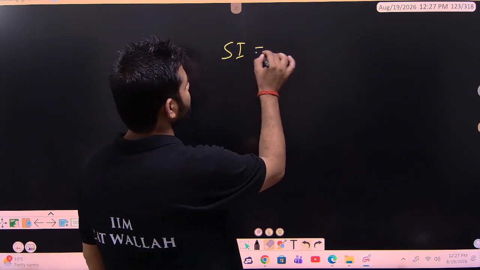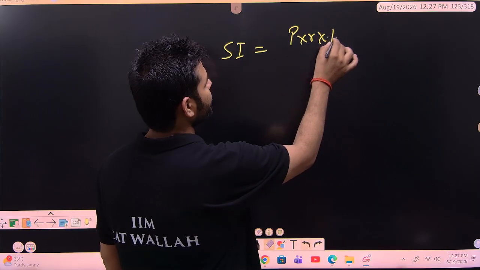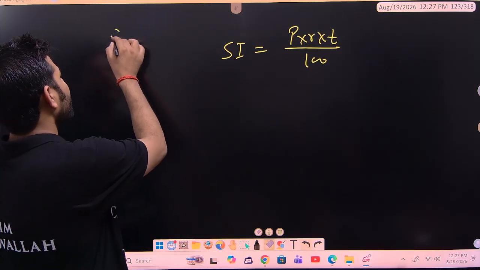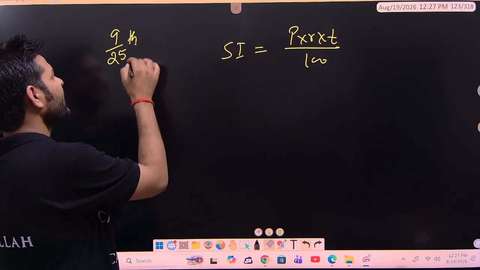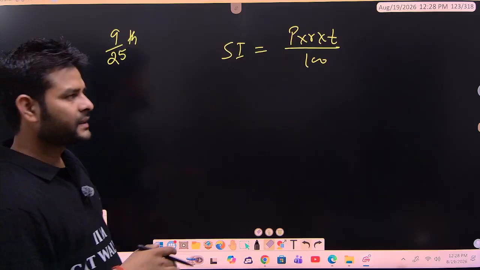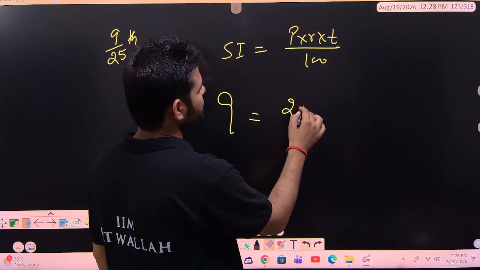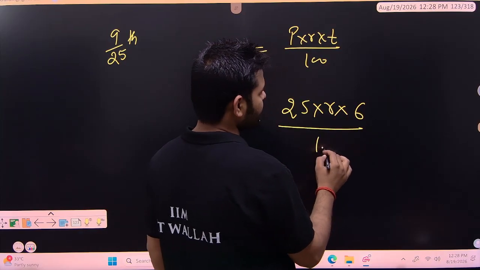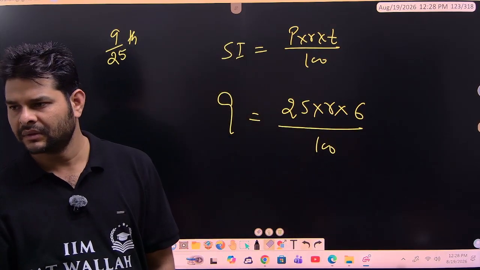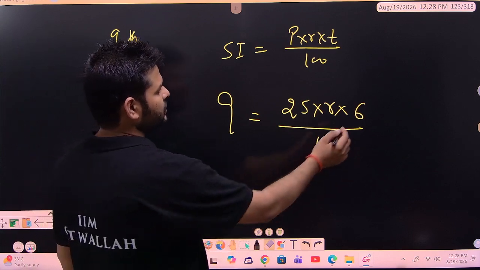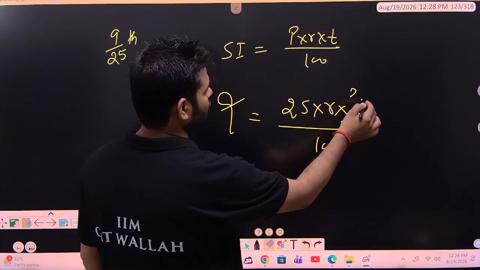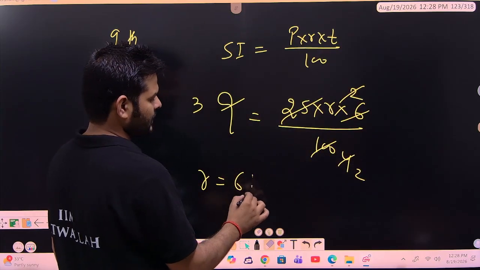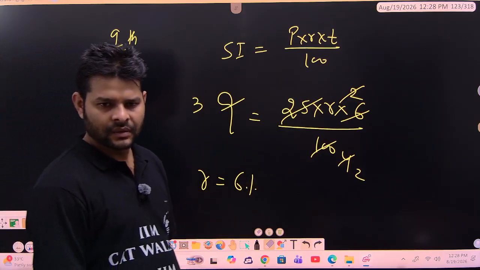SI means principal times rate times time, divided by 100. That is the formula. We have been given 9 upon 25, so 9 is SI, 25 is principal, rate of interest we need to find, time is 6 years, and that is 100. Directly you can calculate. So R would be 6%. This is from the formula. Both the methods you have.